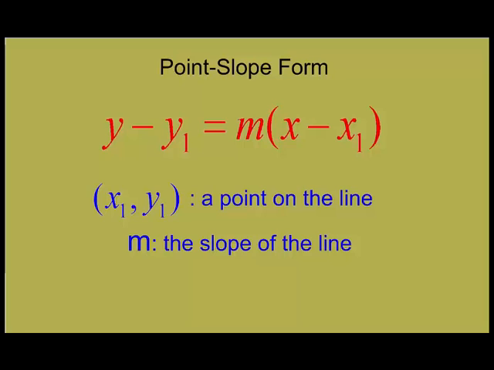The equation y minus y1 equals m times x minus x1 is point-slope form. The x1 and the y1 refer to any point on the line, and the m refers to the slope of the line.